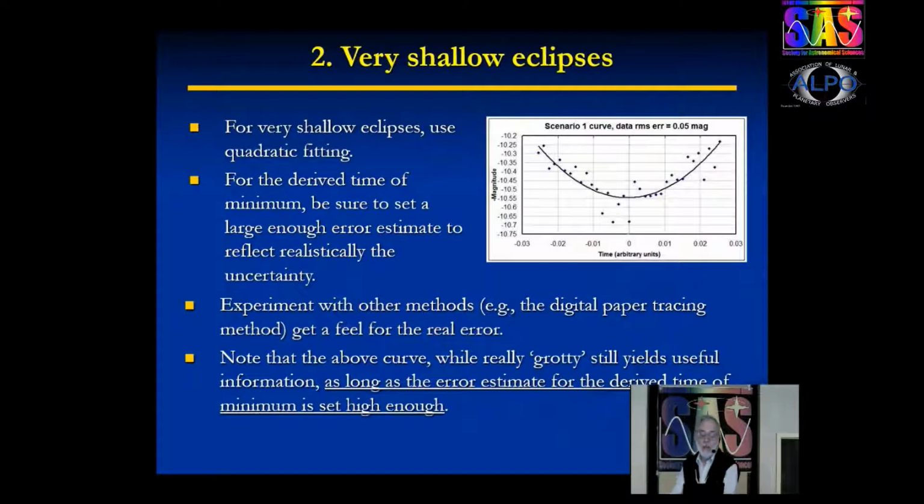Very shallow eclipses. Okay, so this is one of the really obnoxious, horrible data sets which you get on a totally rotten night. You can fit this with the quadratic, and it doesn't look that bad, to me, in spite of some of those horrible points at the bottom there. My point is that you could use data like this as long as you put the error estimates big enough.